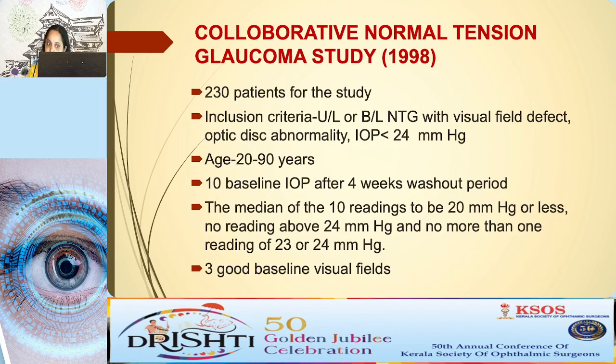The inclusion criteria include unilateral or bilateral NTG with visual field defect, optic disc abnormality, IOP less than 24 millimeter mercury. They included 20 to 90 years of age, and 10 baseline IOPs were recorded after a 4 week washout period of drugs. The median of the 10 readings should be less than 20 millimeter mercury, and no readings above 24 millimeter mercury, and no more than one reading of 23 or 24 millimeter mercury. 3 good baseline visual fields were done.